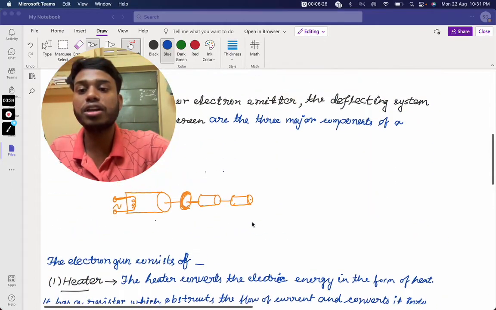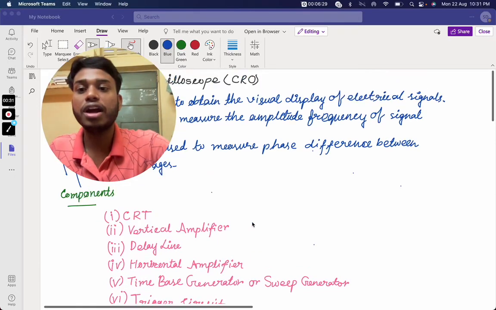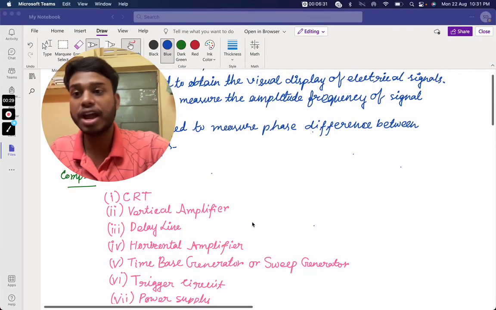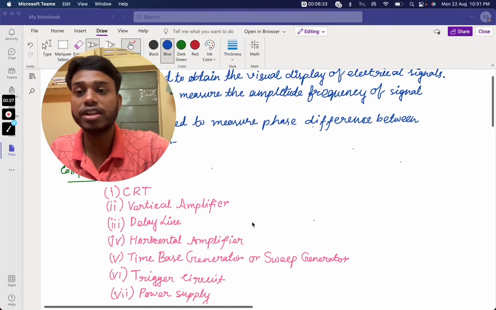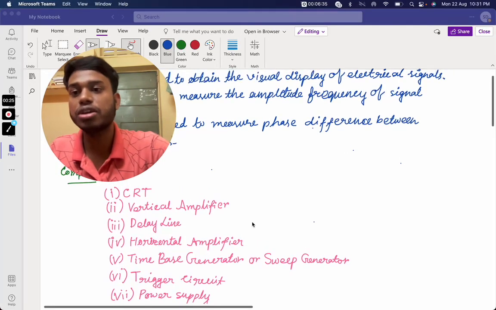We covered the electron gun of the CRT, and the next day we will be heading towards the vertical amplifier and the other components.